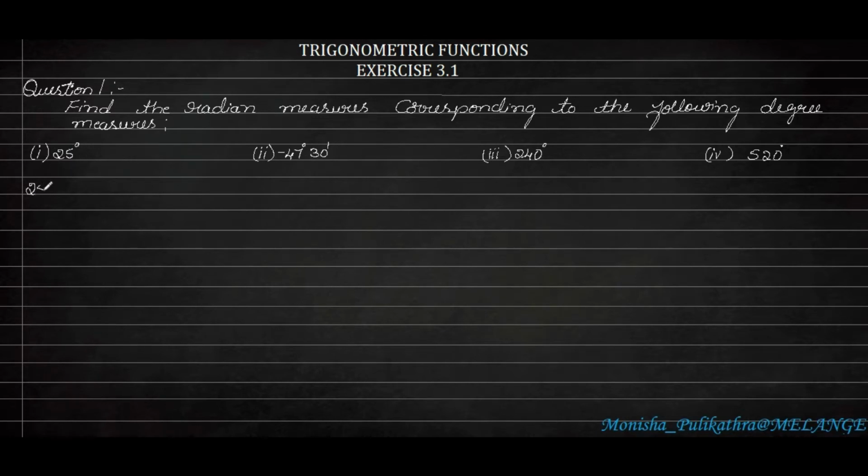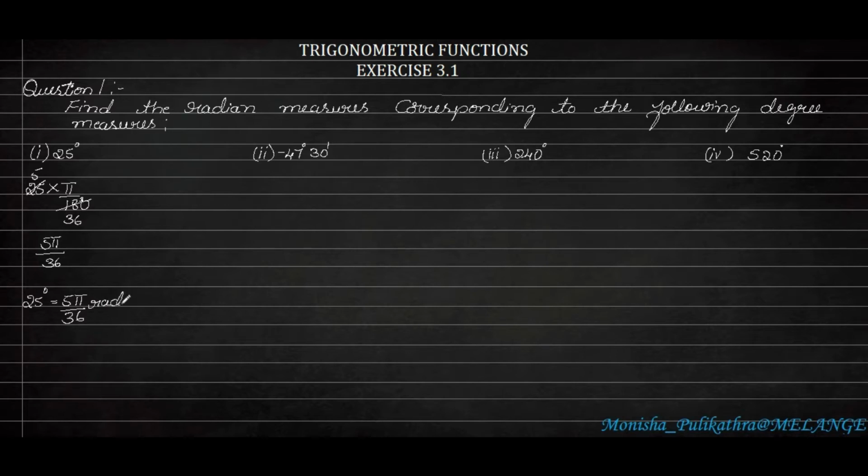When we need to convert a degree into radian, we multiply it by pi by 180. So 25 into pi by 180. When we multiply the given degree by pi by 180, it will change into radian. Here 5 5s are 25, 5 3s are 15, 3 carry, 5 6s are 30. So 5 into pi is 5 pi, divided by 36. Therefore 25 degree is equal to 5 pi by 36 radian.